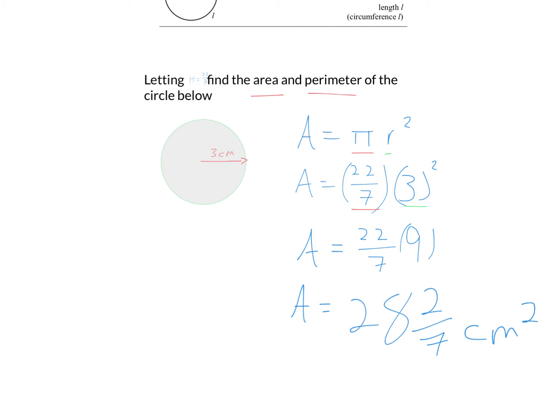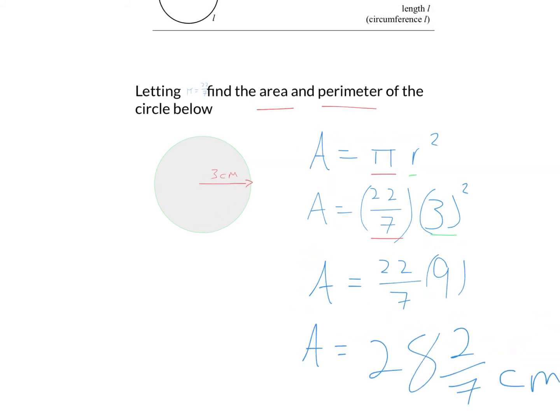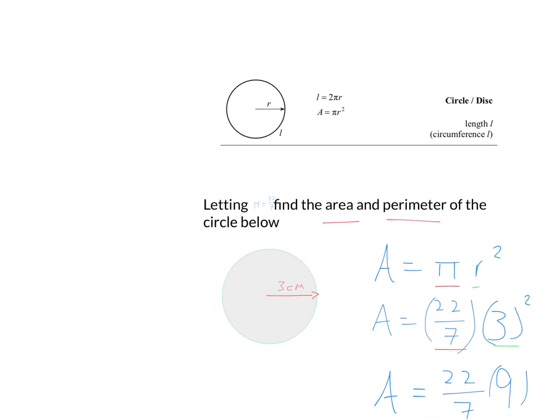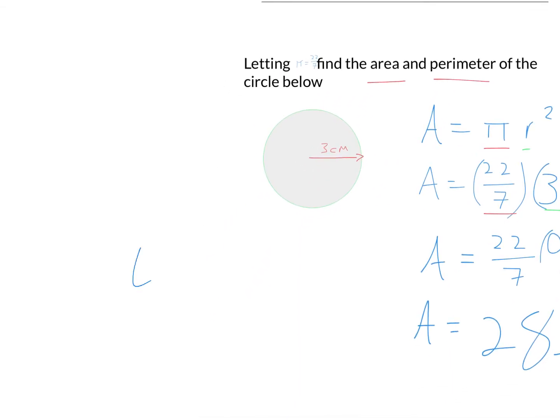Now it's really easy to forget in a question like this. We're asked to do two things. We also need to find the perimeter. So let's look at the equation for the perimeter, or the formula. That's L is equal to 2 pi r. So 2 times by pi times by the radius.